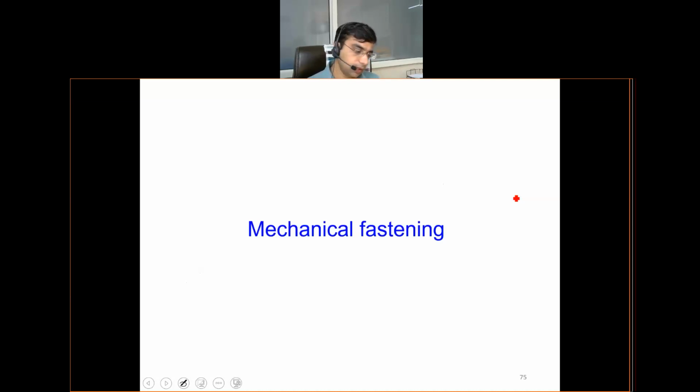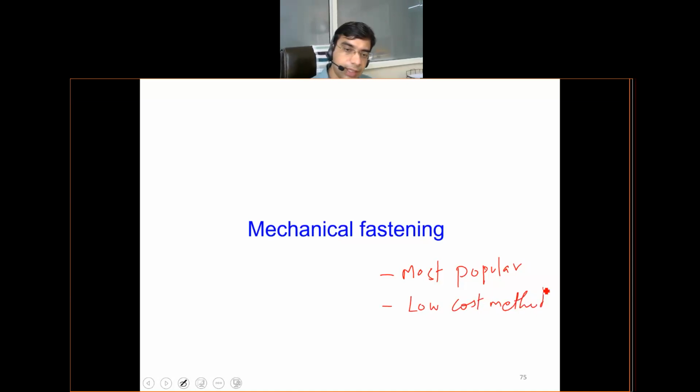Mechanical fastening is also a method to join different products or components. Perhaps I will say it is the most popular. If you look around yourself, you will see that in almost every component or product you are using, there may be at least one nut and bolt joint or at least one rivet. And it is also a very low cost method.